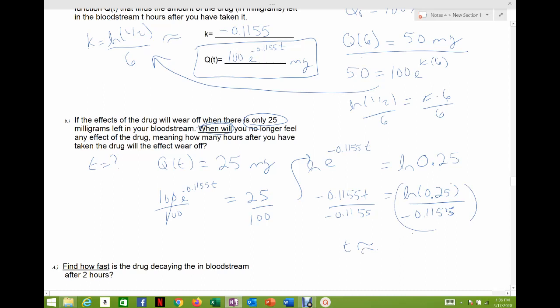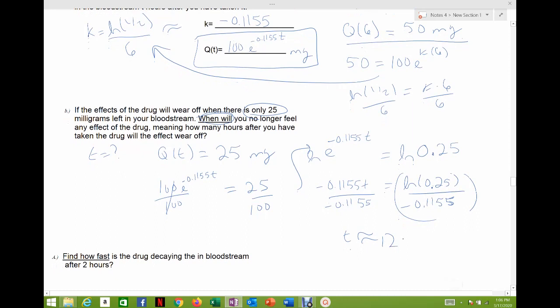And again, I'm going to round. So it comes out 12.00, so I'm going to round to 12. Alright, don't leave just 12. It's when will, which again is a time in hours. So 12 hours. So that's when you'll no longer feel the effects of the drug.